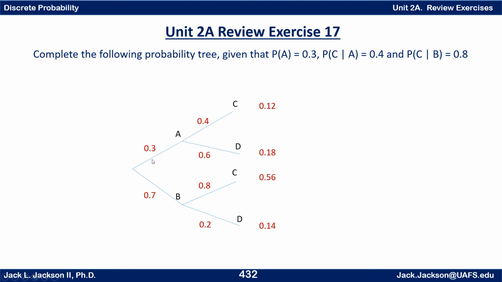Now the only thing we have left to do are these 4 probabilities at the end, and we find those by multiplying. 0.3 times 0.4 is 0.12, 0.3 times 0.6 is 0.18, 0.7 times 0.8 is 0.56, 0.7 times 0.2 is 0.14.